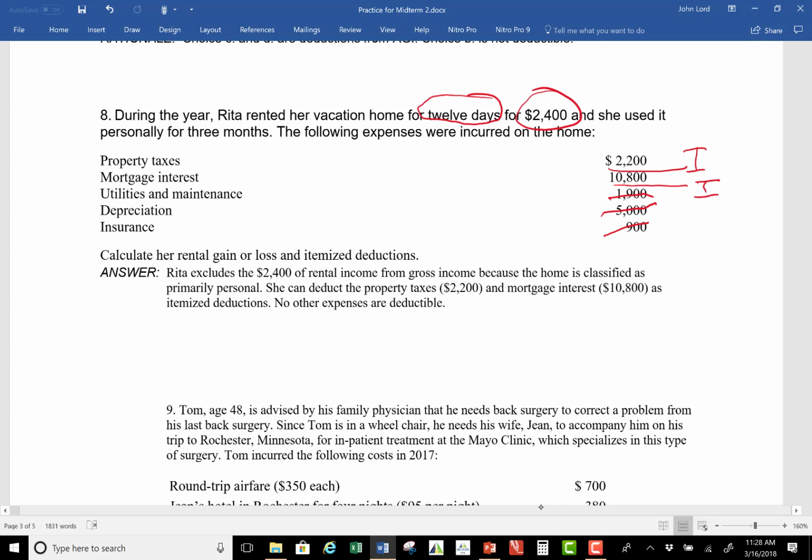So she excludes the $2,400, and then she could go ahead and do what? Take the expenses for the property taxes and mortgage interest, take those as an itemized deduction.